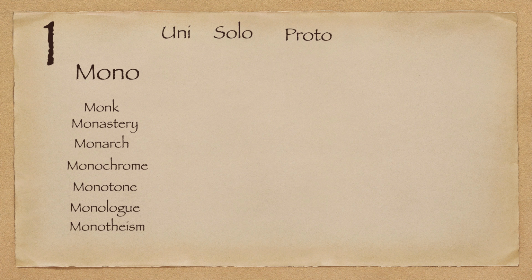The opposite of that would be pantheism. So pan means all, and theism means God. So pantheism means all kinds of gods.